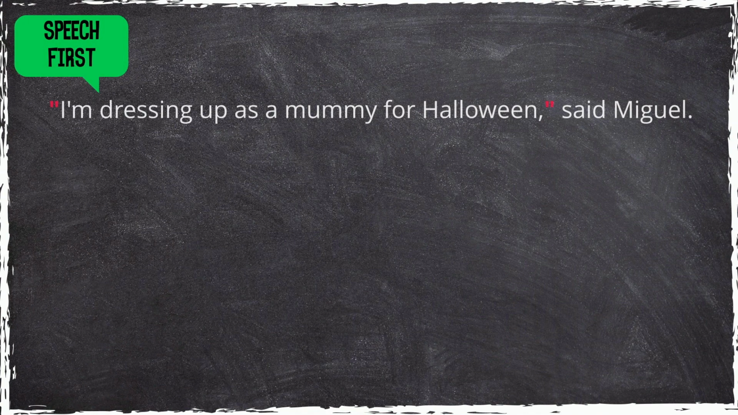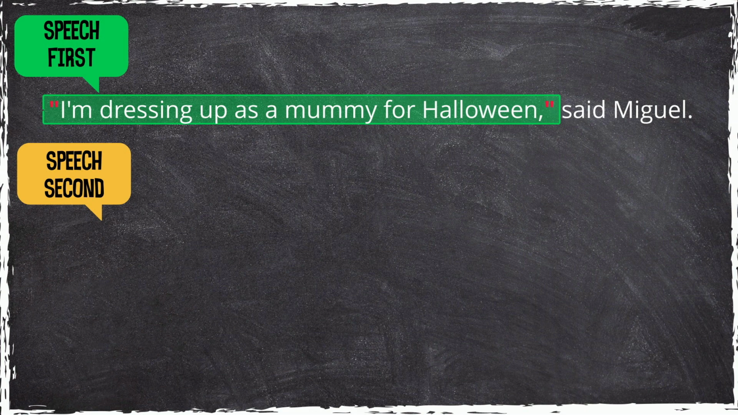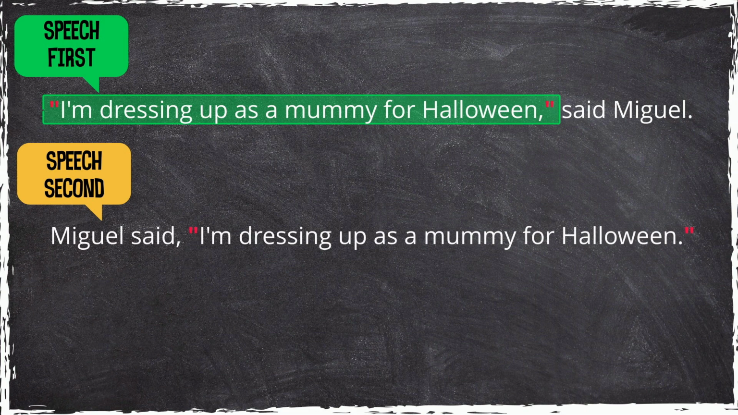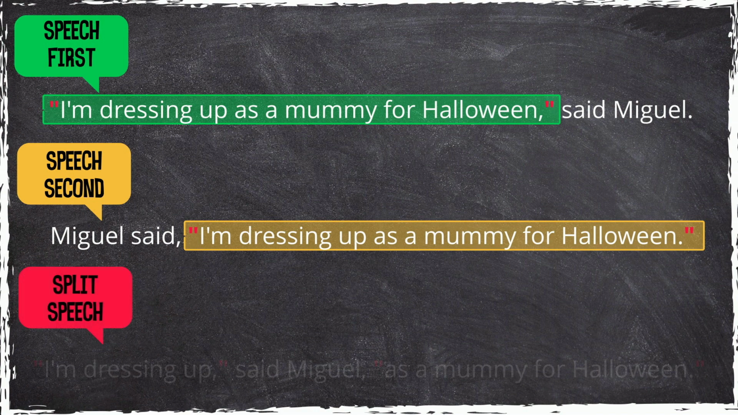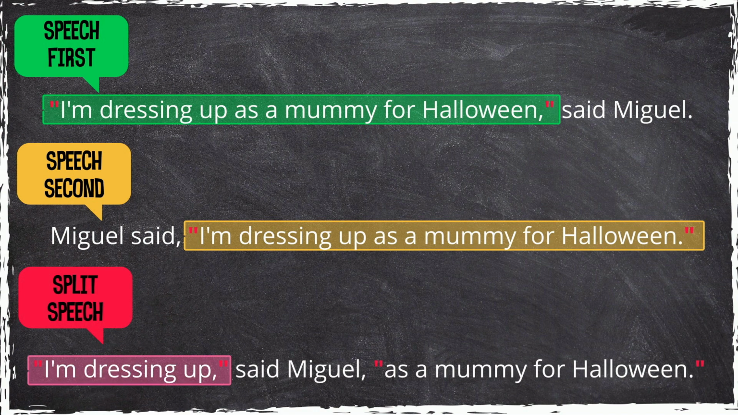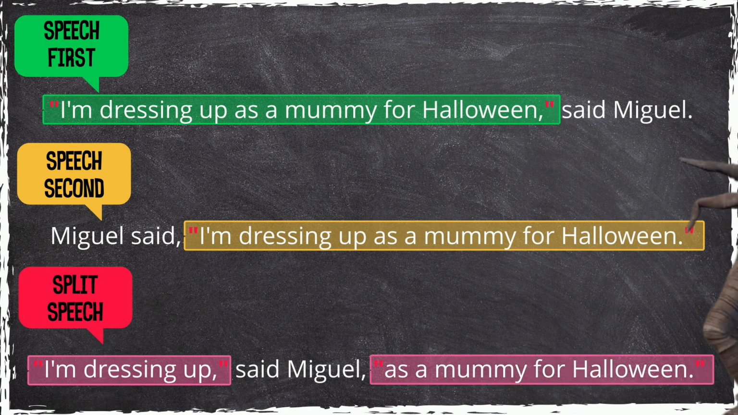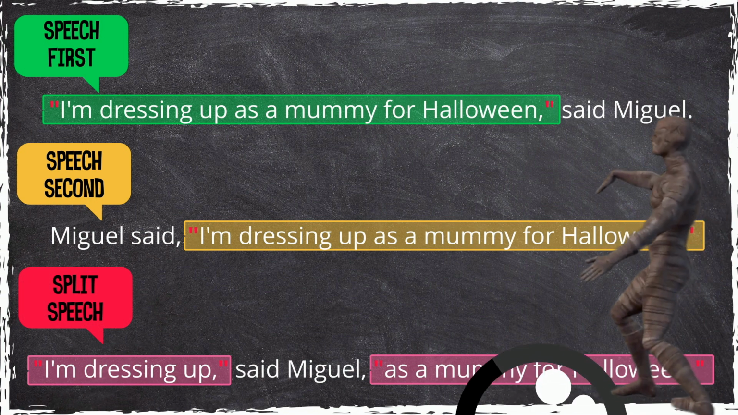Direct speech can be written in three ways. Speech first. "I'm dressing up as a mummy for Halloween," said Miguel. Speech second. Miguel said, "I'm dressing up as a mummy for Halloween." And split speech. "I'm dressing up," said Miguel, "as a mummy for Halloween." Let's examine each of these in detail.